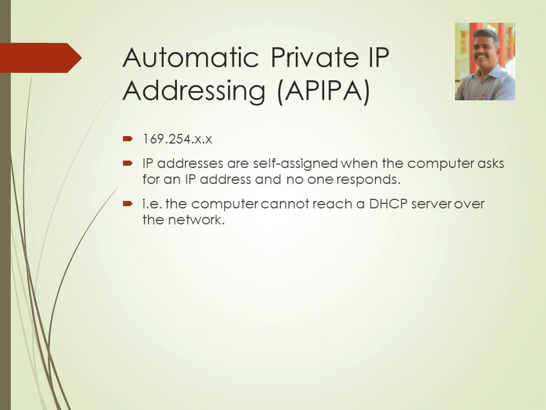Automatic private IP addressing mode. If the IP address ranges between 169.254.1.0 to 169.254.255.255 with the net mask of 255.255.0.0, if the IP address is in between the range, it is said to be an automatic private IP address.